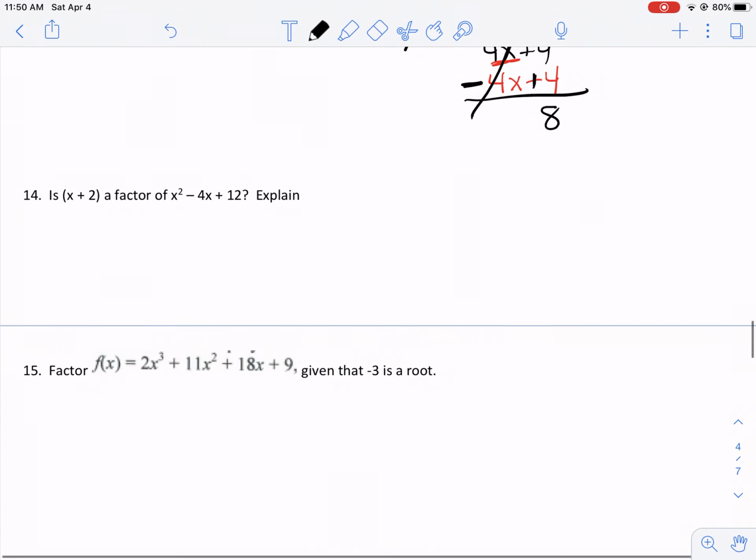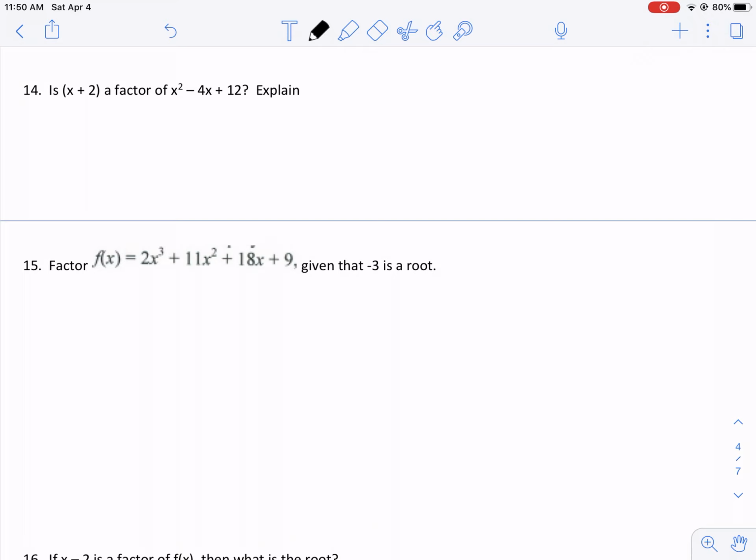Alright, number 14. Is x plus 2 a factor of that? Well, you can try to factor that. You can do long division, or you can do the remainder theorem. The remainder theorem says take what you hypothesize your root to be. So if x plus 2 is a factor and we set it equal to 0, that means we're hypothesizing that the root is negative 2.